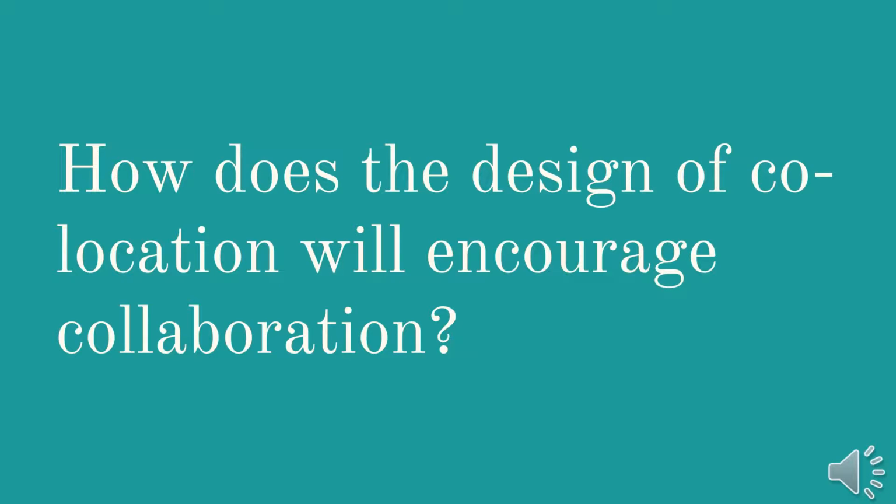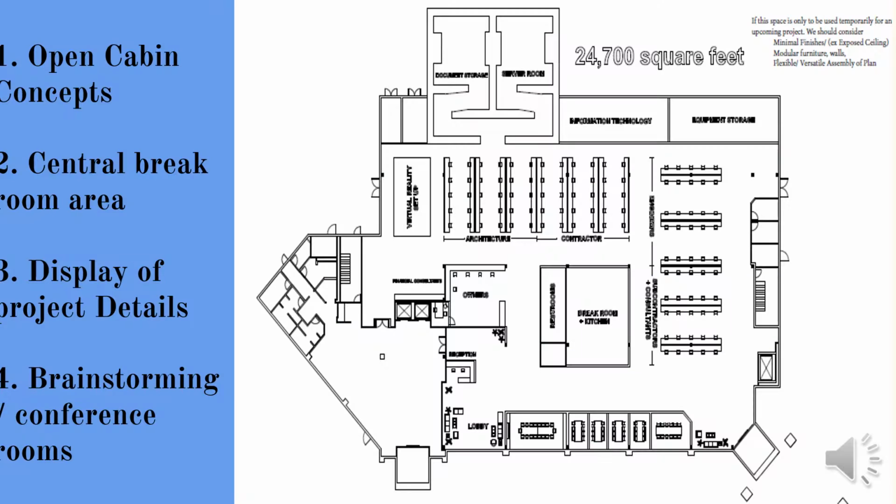So, how does the design of co-location encourage collaboration? Well, our design included four main concepts to encourage collaboration. First was the open cabin concept. We had all the workforce in open cabins so that they can talk easily and get access to all co-workers, thus encouraging open communication. The break room is built at a central point so that people can have a casual conversation while passing by or resting or while taking a break.